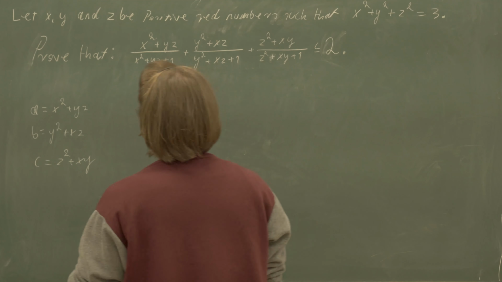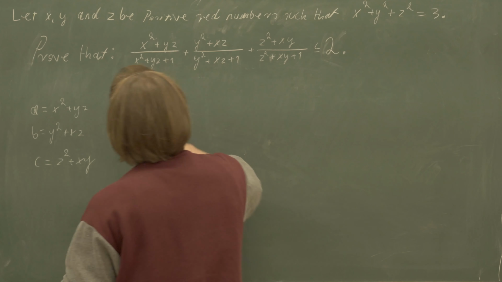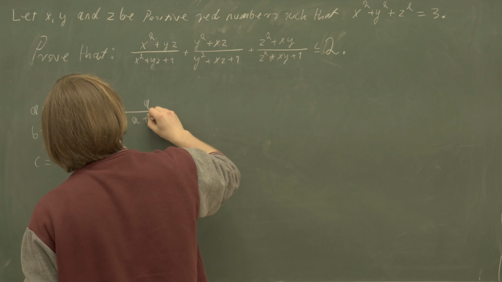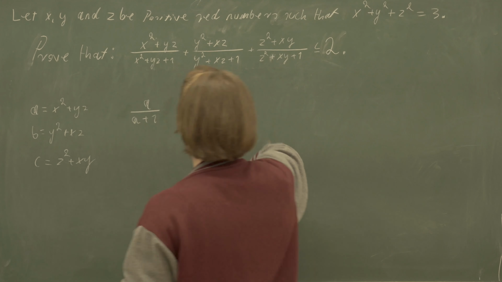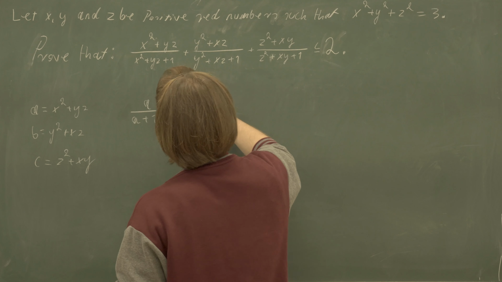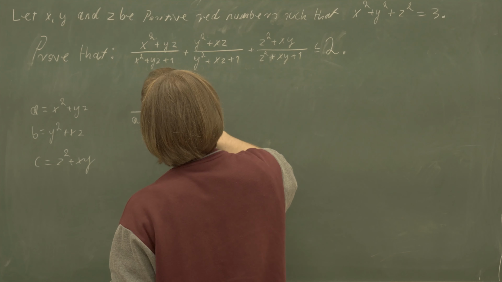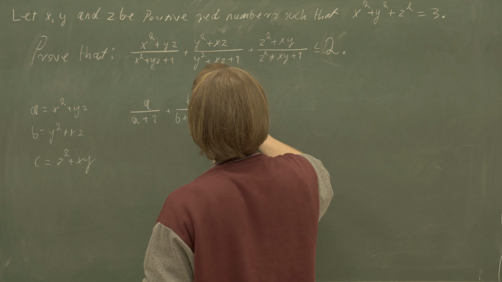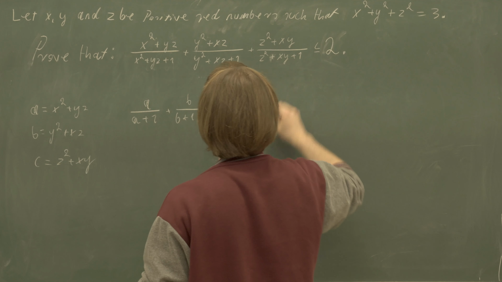Well, now what I can do with this substitution is rewrite the entire problem statement as a over a plus 1, maybe this was a little bit too long of a fraction line, plus b over b plus 1, plus c over c plus 1, is less than or equal to 2. Perfect.